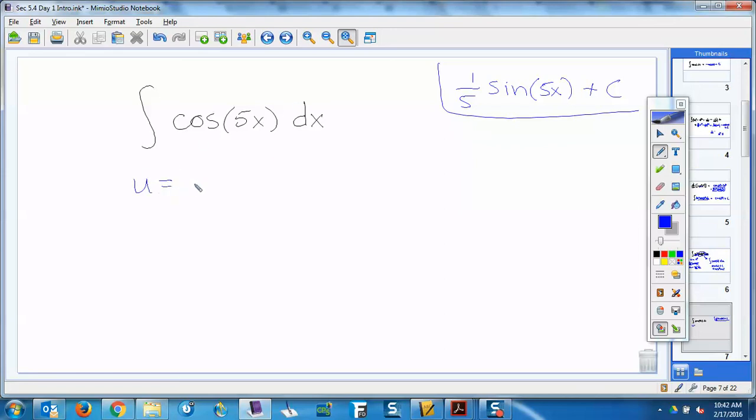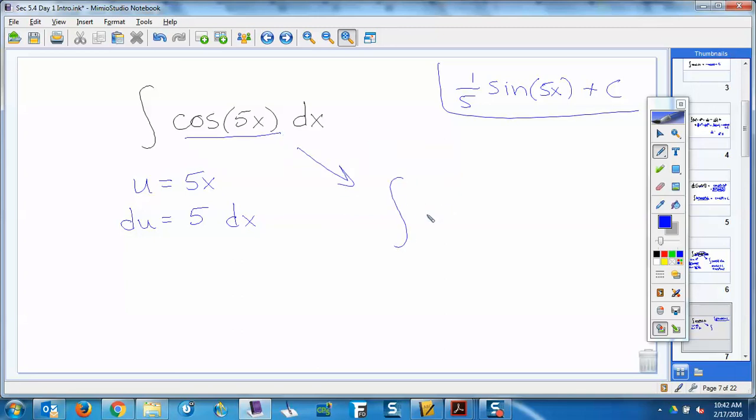5x. So I'm going to go through this. Write it down, don't write it down, I don't care. But the u would be the inside, 5x. Now what's the du? What's the derivative of that? 5 and then a dx, right? Which would come from over the other side. Yeah, you say, but there's not a 5 there. That's true. Let's do our substitution.